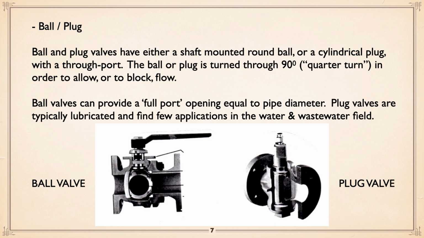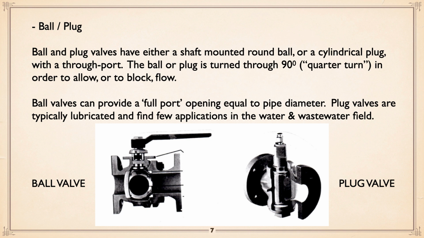Ball or plug valves. A ball valve is basically a shaft-mounted round ball or cylindrical plug with a through port. A ball valve, I think we're all fairly familiar with. You turn it through, again, it's a quarter turn valve. Turn it through 90 degrees in order to allow or block flow. Plug valves, if it's a cylindrical plug, fine and dandy.